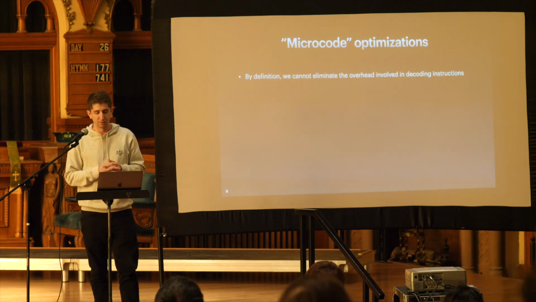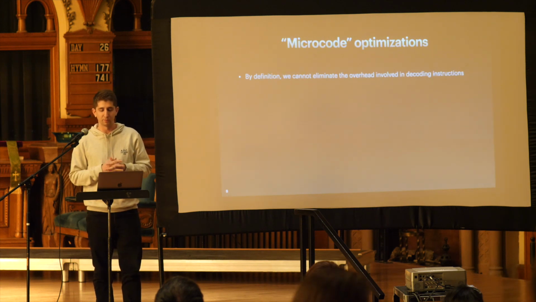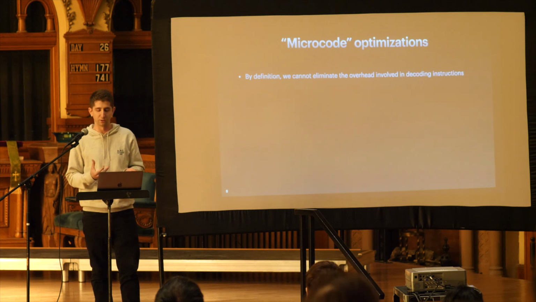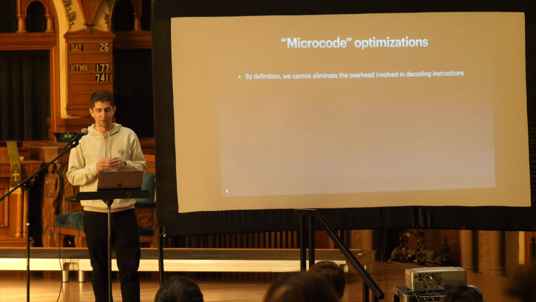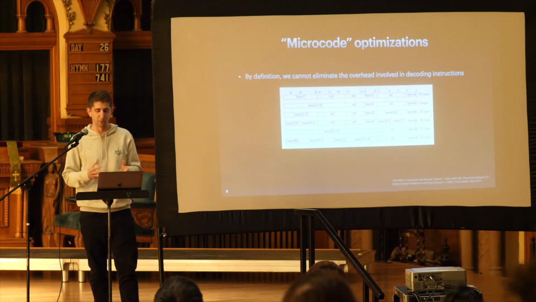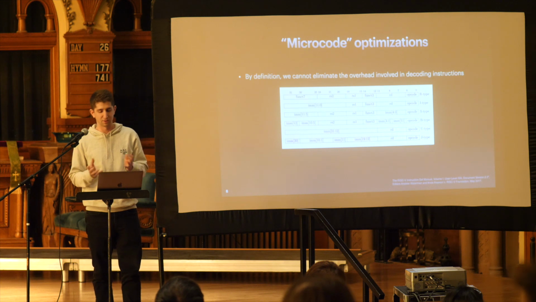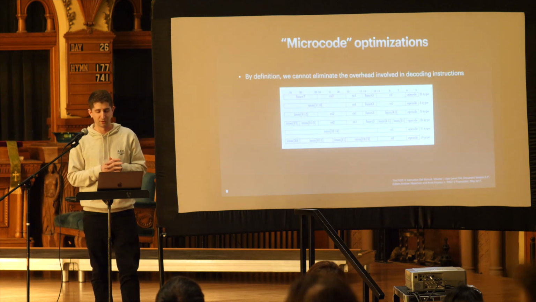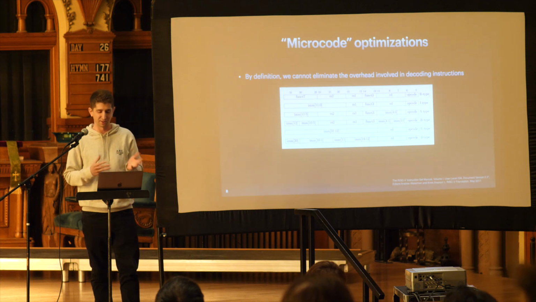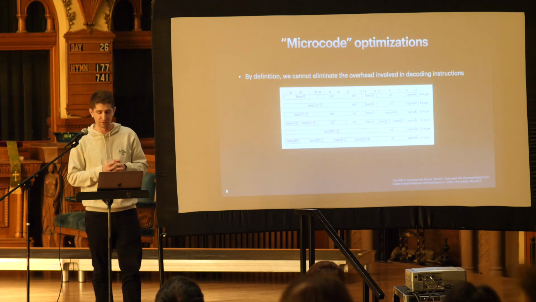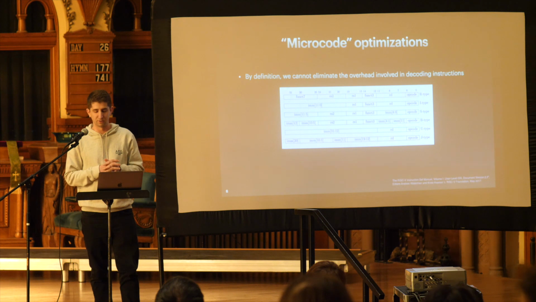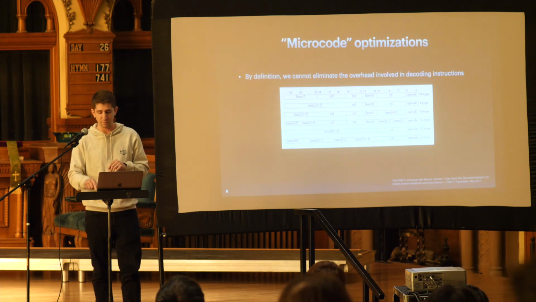And also, by definition here, we've already decoded the instruction, so we can't eliminate the overhead involved in that actual decoding. So even in a simple RISC-based architecture, instructions can be complex. You can have immediate values of different lengths here, and this just adds additional overhead both in the trace and constraints.